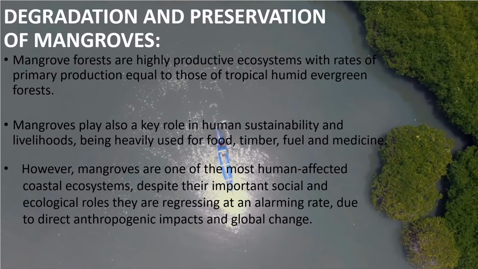Mangroves play a key role in human sustainability and livelihood, being heavily used for food, timber, fuel, and medicine. Also, mangroves are one of the most threatened coastal ecosystems. Despite their important social and ecological roles, they are regressing at an alarming rate due to direct anthropogenic impact and global change. After decades of devastation, these forests continue facing different processes of conversion, threatening their global future.